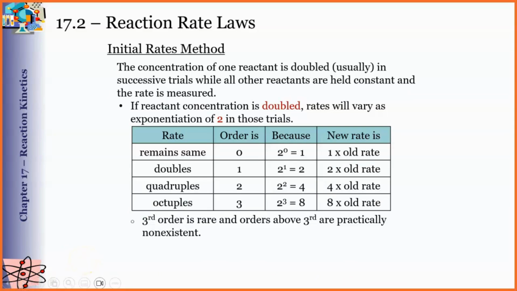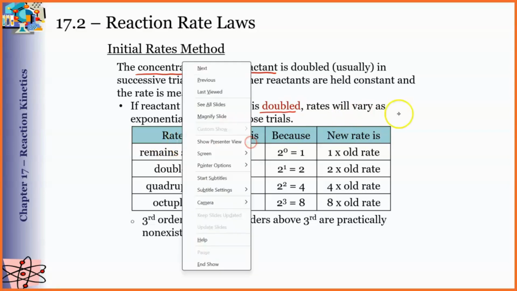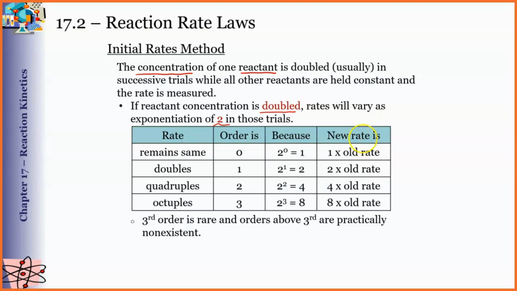We're going to calculate our rate laws using something called the initial rates method. The concentration of one reactant is doubled, usually, in successive trials, while all other reactants are held constant and the rate is measured. If the reactant concentration is doubled, the rates will vary as an exponent of 2 in those trials. So as we look at that chart, and make sure that you're able to read these headings, this first column is talking about the rate, and then we have the order and the new rate.